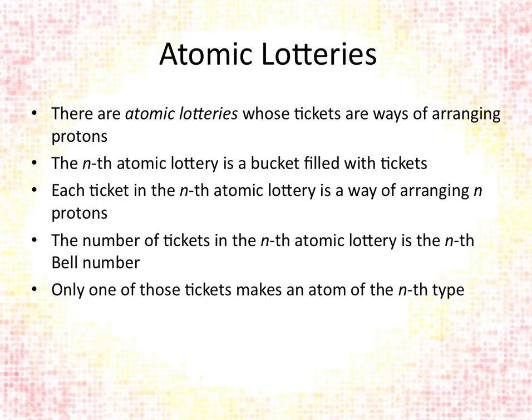There are atomic lotteries whose tickets are ways of arranging protons. The nth atomic lottery is a bucket filled with tickets. Each ticket in the nth atomic lottery is a way of arranging n protons. So the number of tickets in the nth atomic lottery is the nth Bell number, and only one of those tickets is a winner that makes an atom of the nth type.